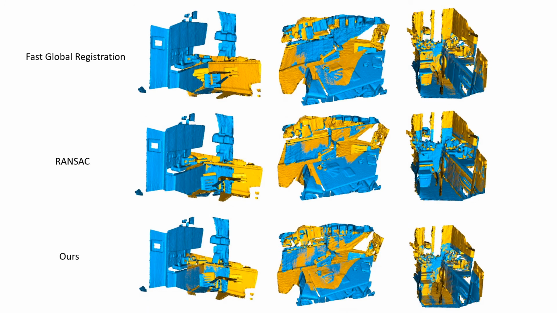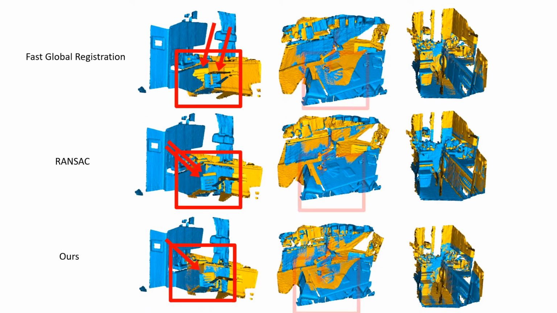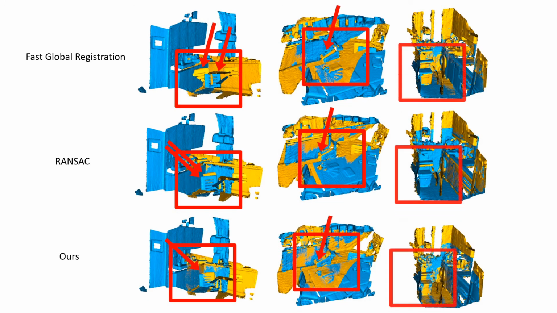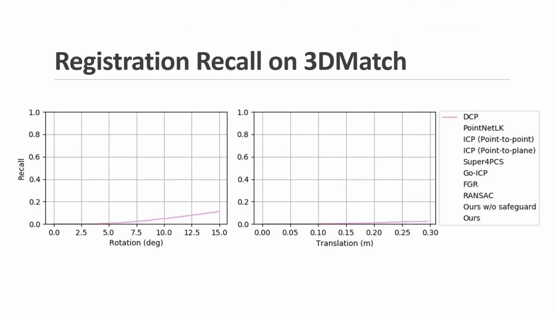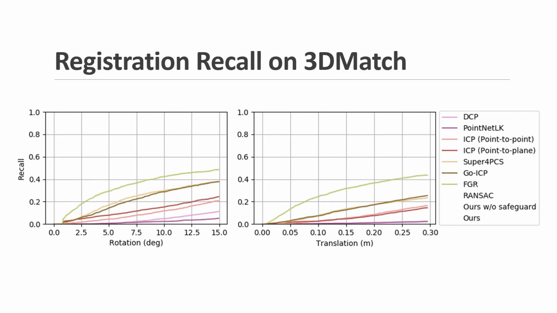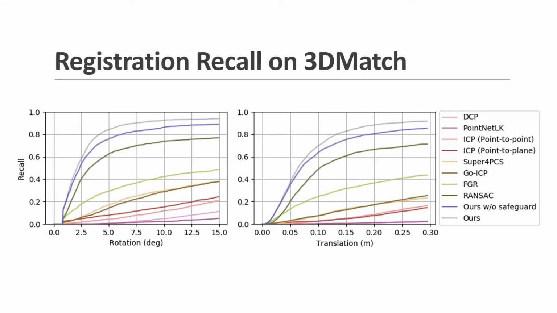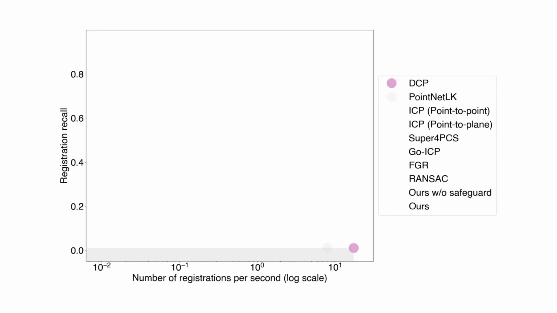When we compare our method with FGR and RANSAC, we achieve better alignment on small objects. We highlight the registration misalignment of each method in red boxes. We also show that our method outperforms all baselines on a wide range of rotation and translation thresholds. In addition, we plot the speed on the x-axis and recall on the y-axis of all methods in this plot. Compared with other methods, ours gets better performance while achieving median speed.